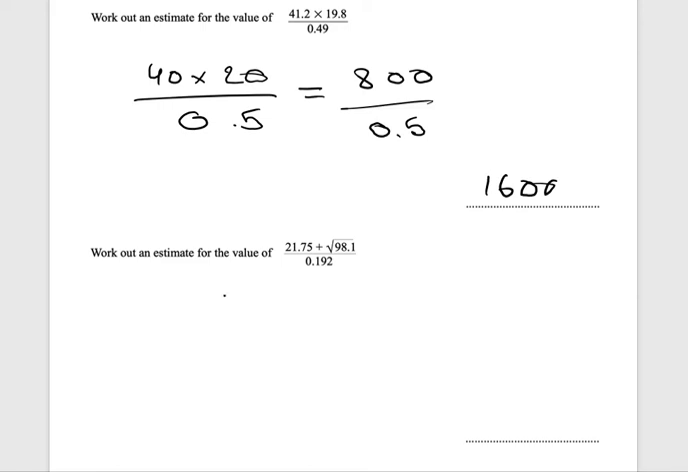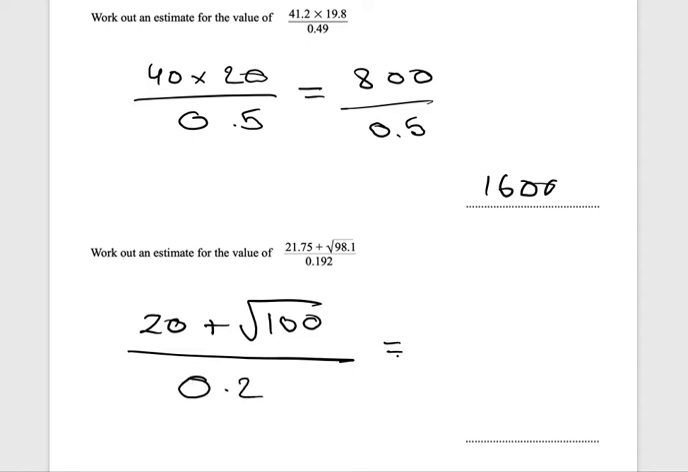Now the next question is, work out an estimate for the value of 21.75 plus the square root of 98.1 divided by 0.192. Now again, I'm going to round to one significant figure. So 21.75 becomes 20 plus, now whenever you have a square root, you need to think of the closest number that you can square root and get a whole number, and in this case 98.1 is closer to 100. So 20 plus the square root of 100 divided by 0.192, which becomes 0.2.